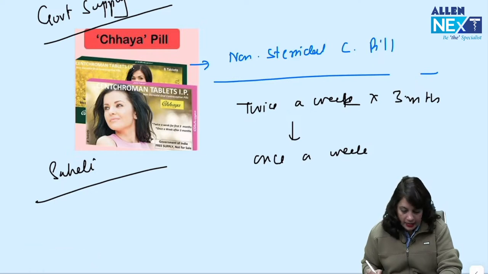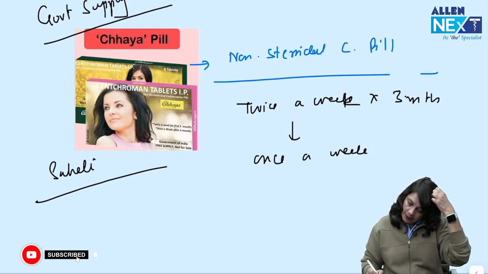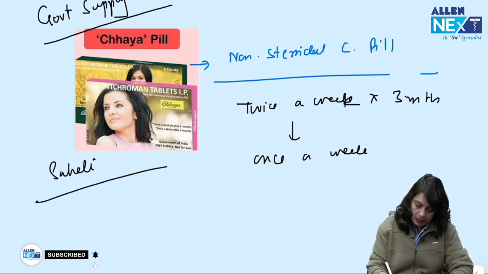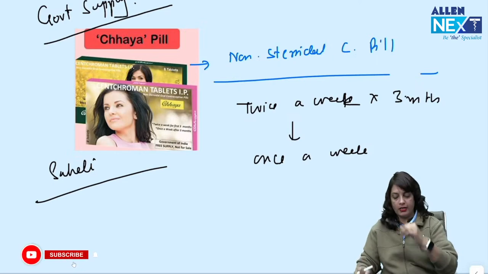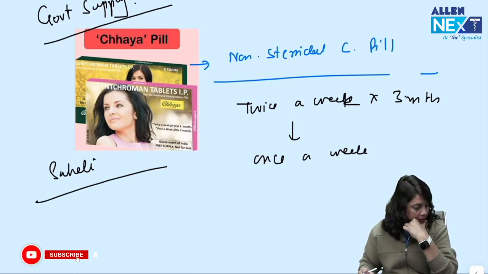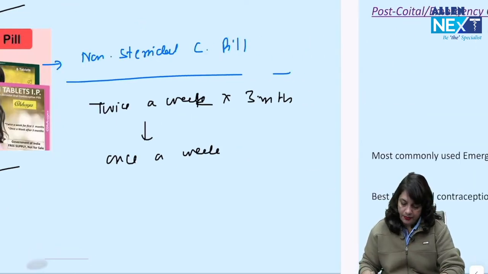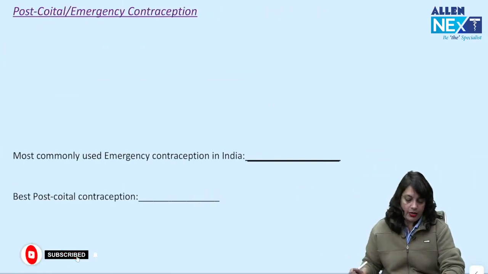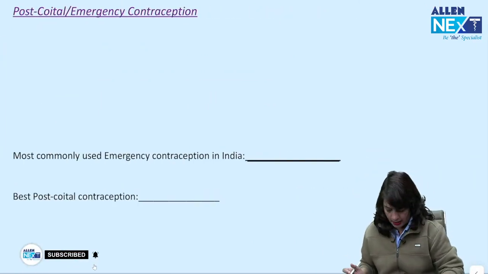Okay, agreed. So ये जो contraceptive है government supply में है, this is a non-steroidal contraceptive pill. Twice a week इसको use करना होता है for 3 months and then followed by once a week pill. Now is it okay? Fine. Next, post-coital contraception या emergency contraception.